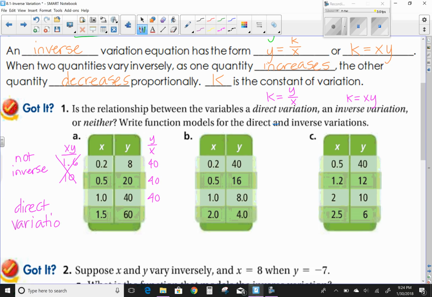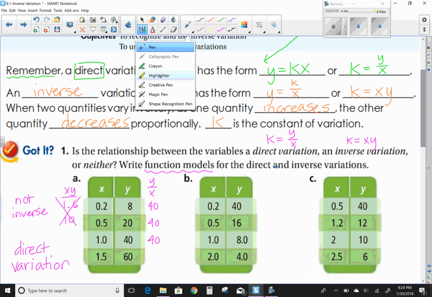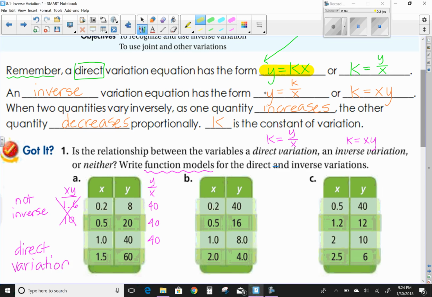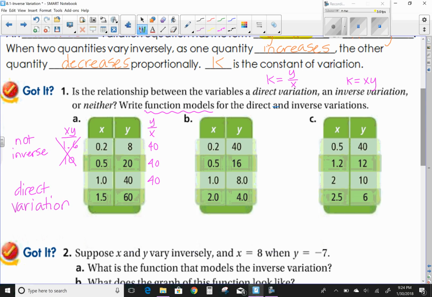Once we decide what it is, then we have to write a function model. That's when we get into these equations, and we talked about this for our last test. A function model has two variables in it, so you're going to give me that equation with a y and an x in it. The nice thing is that when you do y over x or xy, that's what k is equal to. So in my direct variation, y is equal to k times x. That's what that looks like.